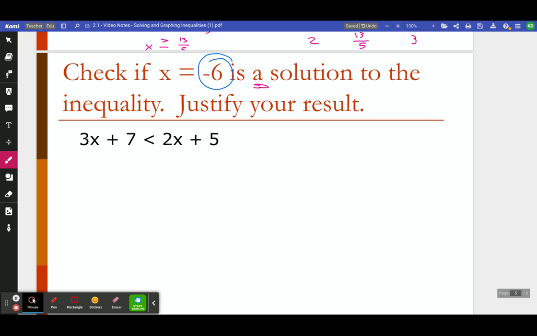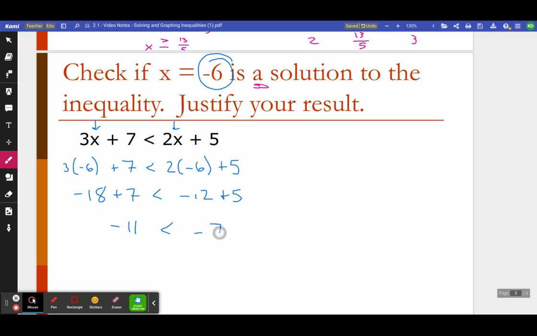So remember, when we're checking a solution, we're going to plug it in place of the x, or in this case, both x's. So I'm going to write 3 times negative 6 plus 7 is less than 2 times negative 6 plus 5. So let's simplify by doing our multiplication and our addition. Okay, so let's look at our result. I have negative 11 is less than negative 7.